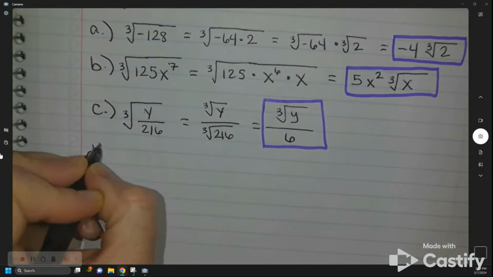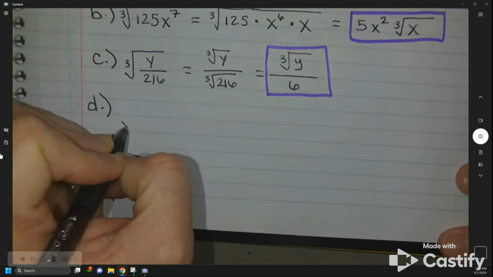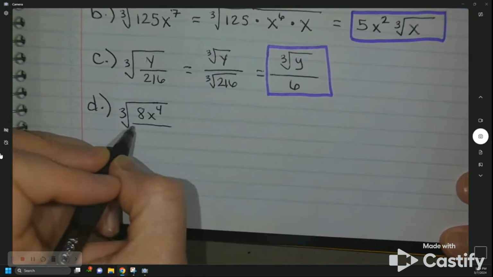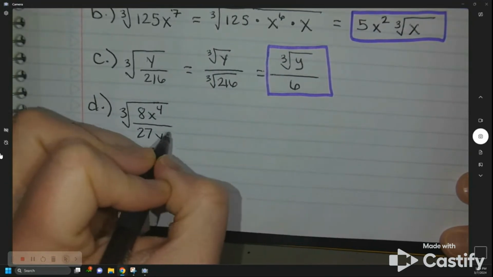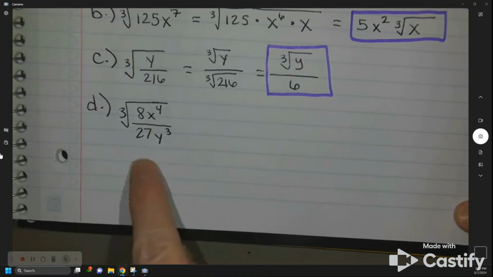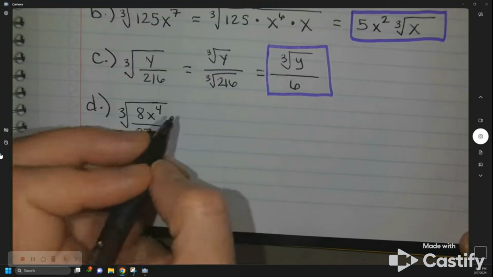And letter D. This one has a lot of parts to it. So for letter D, we have the cubed root of 8x to the 4th over 27y to the 3rd. All right, so I'm starting to think about, okay, what are my perfect cubes for this one? I actually do know that 8 is a perfect cube and 27 is a perfect cube. But now I need to think about what I can expand in my exponents for my variables so that I can make those simplify as much as possible.